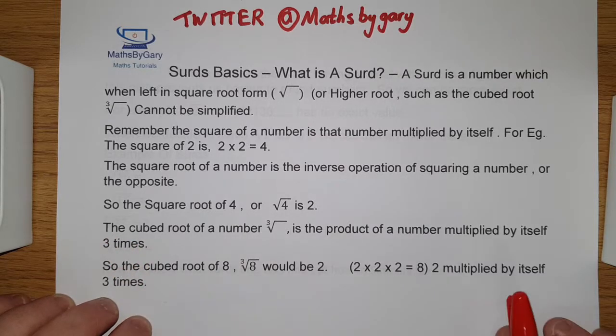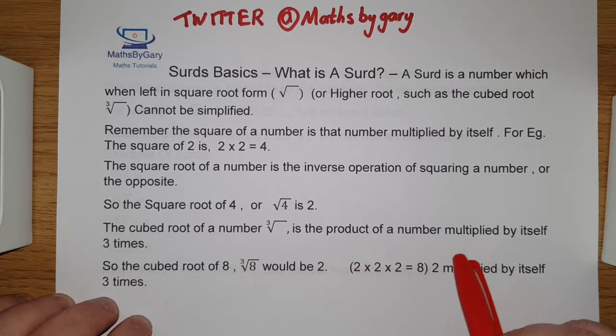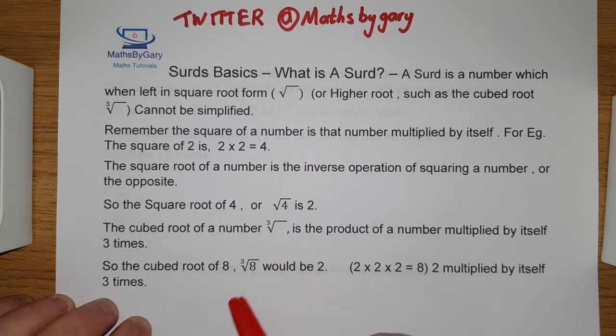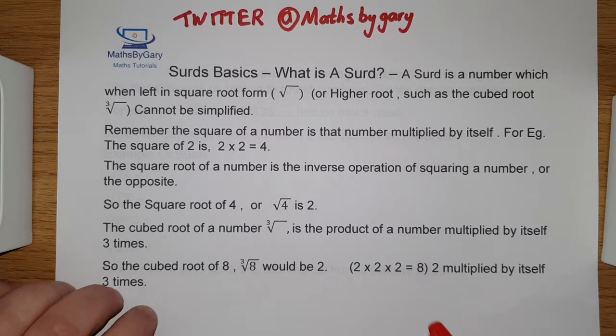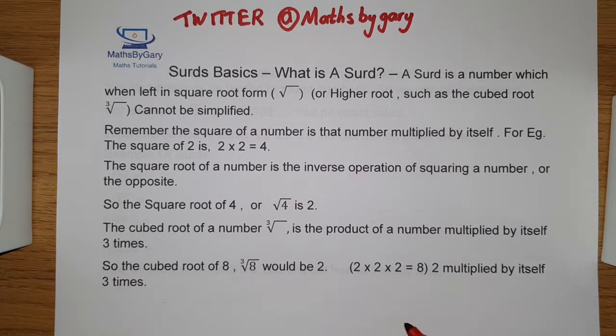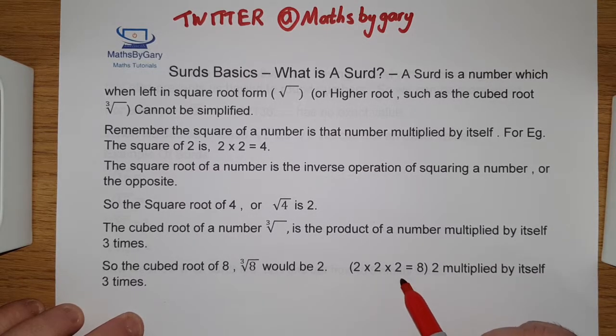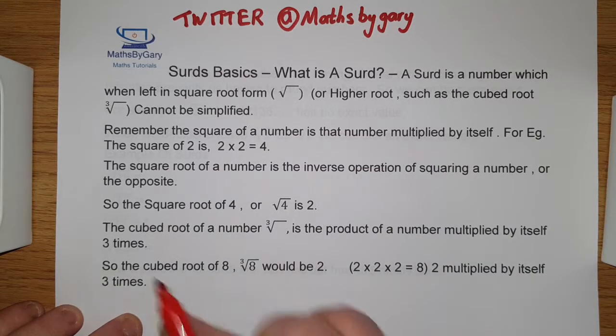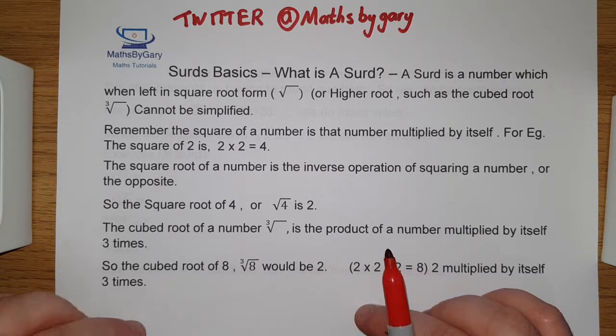So the cube root of a number is the number which, multiplied by itself 3 times, gives that number. So the cube root of 8 would be 2. That's because 2 times 2 times 2 gives you 8. So you're multiplying 2 by itself 3 times, and thus gives 8.